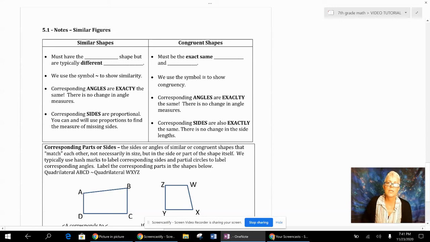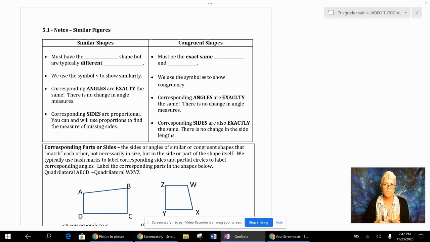Hey guys, today we're going to start Unit 5. We're going to talk about similar and congruent figures today. In fact, today is going to be a lot of definitions. The cool part is in the long run, this unit is going to flow right into proportions. In fact, we're going to be using proportions to find out more about similar figures. But before we do that, let's just learn the vocabulary today.